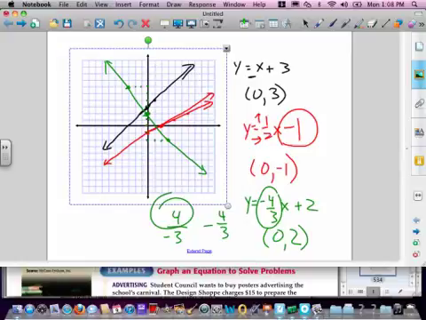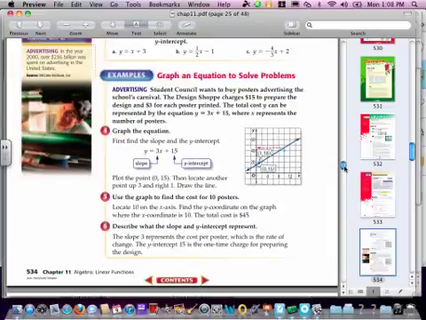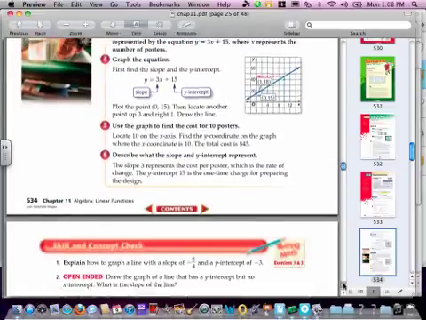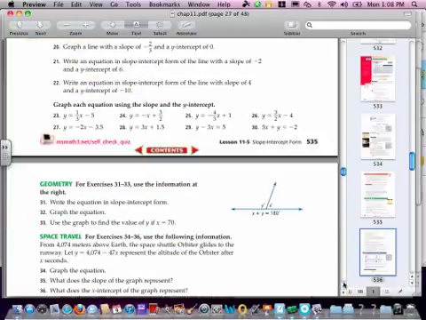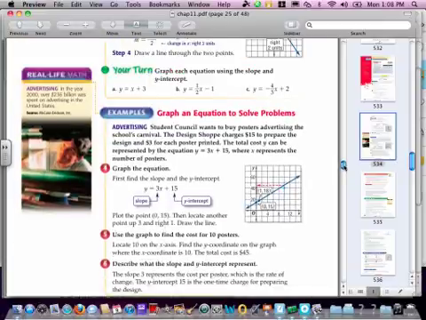All right, let's go back to, come on. Go back here. There we are. Okay. And let's take a look at this last example. Last example.